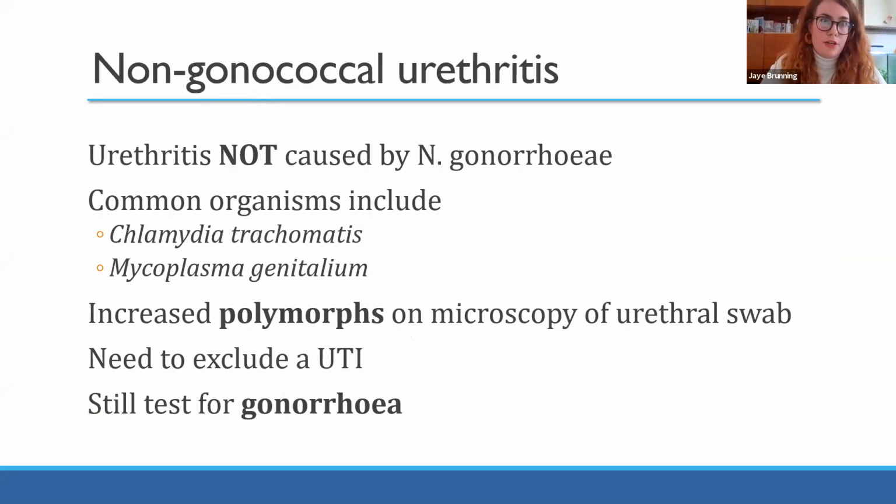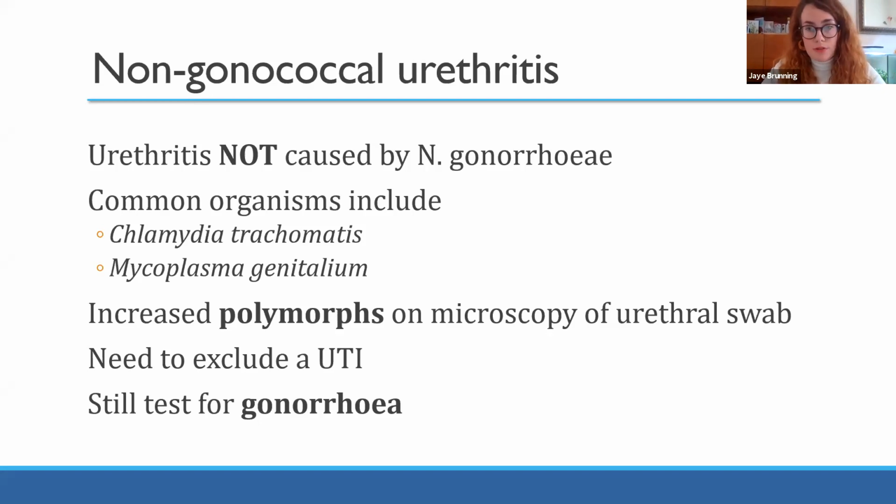Then the other side of the coin for urethritis is the non-gonococcal urethritis. And what that is, is any urethritis that's not caused by Neisseria gonorrhoeae. And the common organisms that cause this are Chlamydia trachomatis, the bacteria that's responsible for the disease Chlamydia, and this unusual bug that's just coming into the spotlight at the moment, which is called Mycoplasma genitalium. When you look down the microscope at the swab of patients that have got non-gonococcal urethritis, you're going to see an increase in those polymorphs, also known as neutrophils, in their discharge.